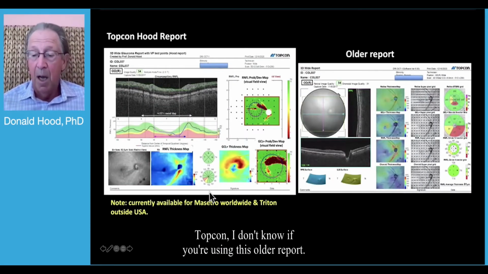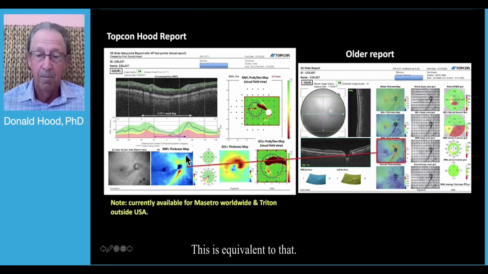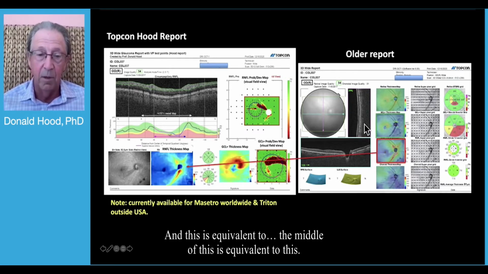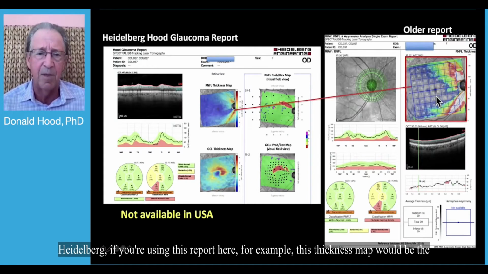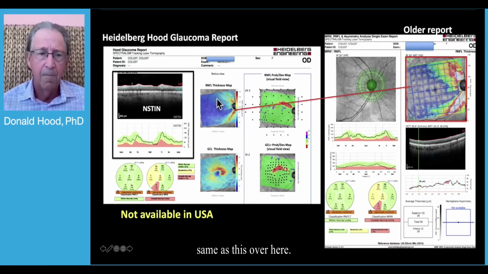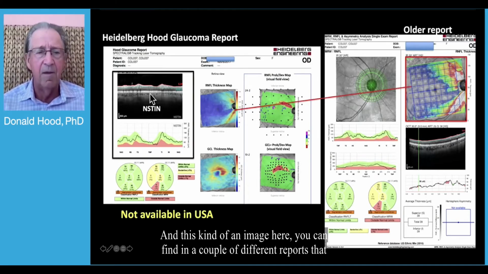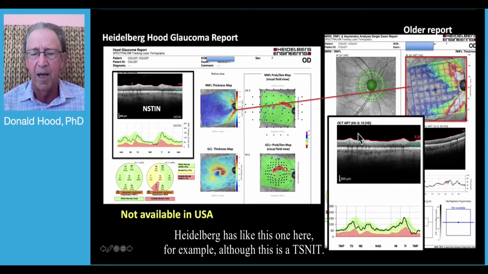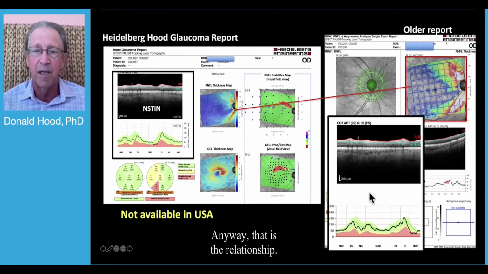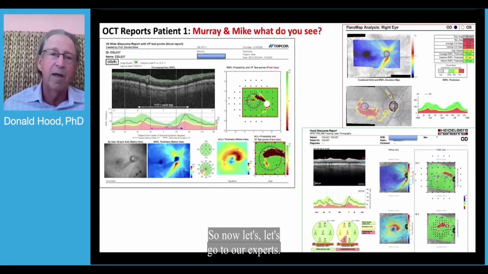All right, Topcon, I don't know if you're using this older report, this is equivalent to that. And the middle of this is equivalent to this. Heidelberg, if you're using this report here, for example, this thickness map would be the same as this over here. And this kind of an image here you can find in a couple of different reports that Heidelberg has, like this one here, for example, although this is a T-SNP. Anyway, that's the relationship. All right, so now let's go to our experts.